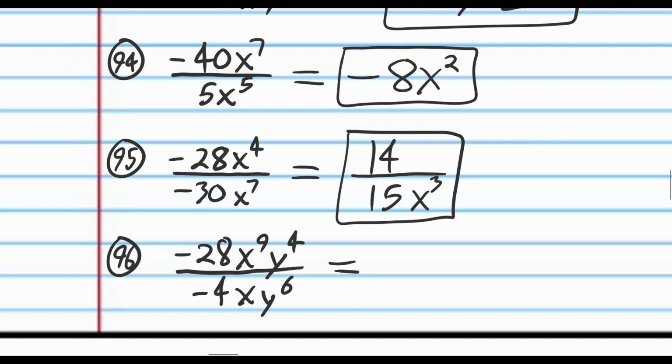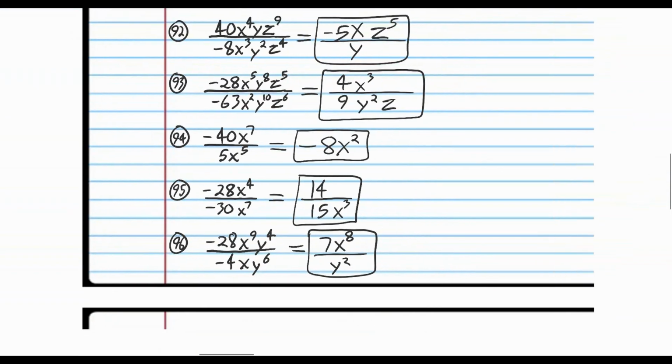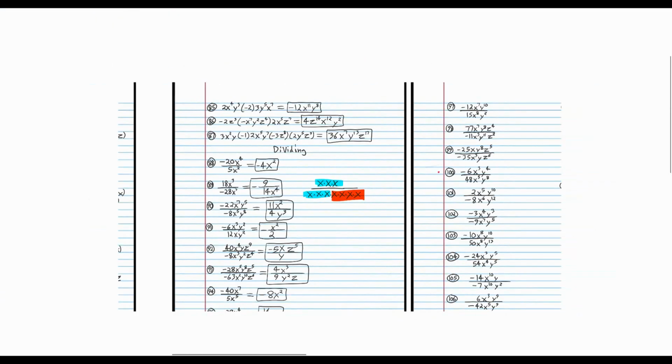All right, we're back. A negative divided by a negative is a positive, and 28 divided by 4 is 7. And that reduces to x to the 8th, and this reduces to y to the 7th, or excuse me, y to the 2nd power. So if you got that answer, good job. All right, on to number 97.